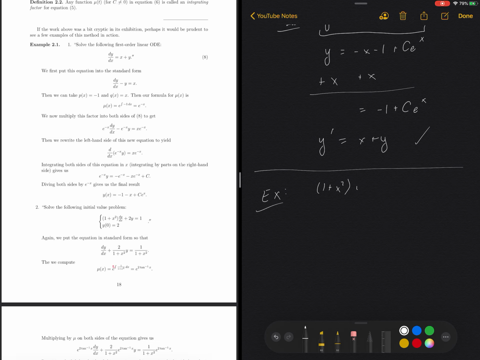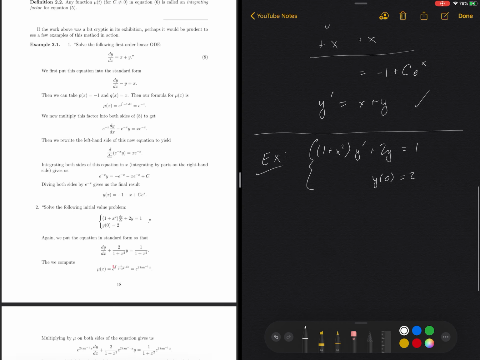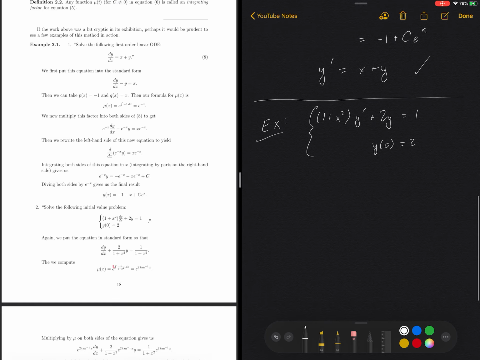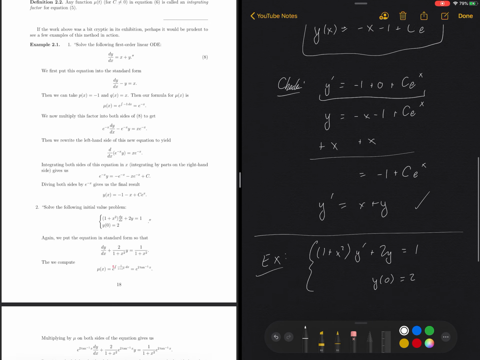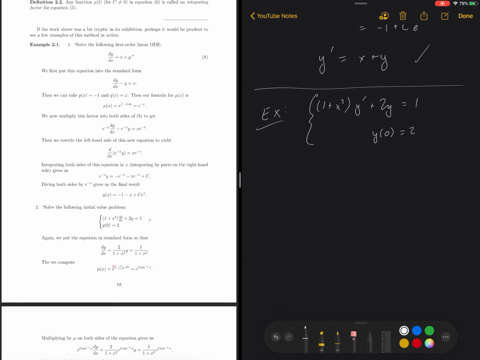So let's do an initial value problem. Let's see what happens when you impose an initial condition. So I have the following equation: 1 plus x squared times y prime plus 2y is equal to 1. And I'm going to use the initial condition y of 0 is equal to 2. In other words, if I use x equals 0 and y equals 2, I should be able to find a specific value of c to pin down exactly one solution and not a general solution.